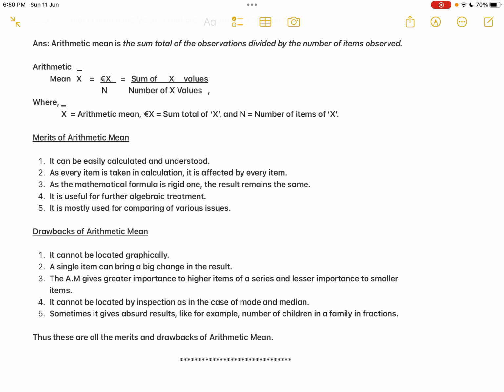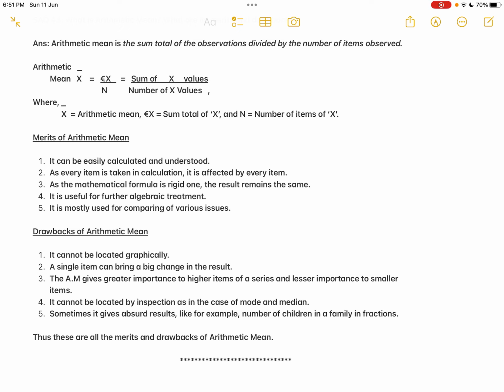Then the fourth one, it cannot be located by inspection as in the case of mode and median. Median, immediately by looking at it, okay, this is the middlemost value, so you can identify the median. Mode, what is mode? The most frequently occurring value in the series. So very easily by looking at a series or data, you can immediately identify the mode or median, but that is not the case with arithmetic mean, because you have to apply the formula and calculate, then only you will find the arithmetic mean.